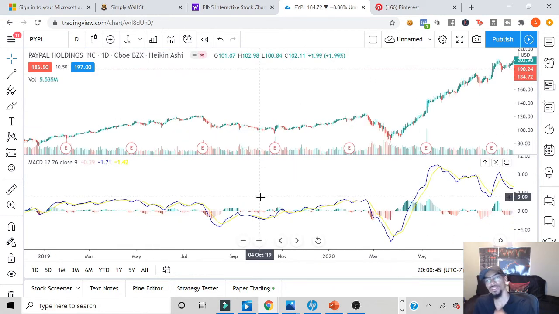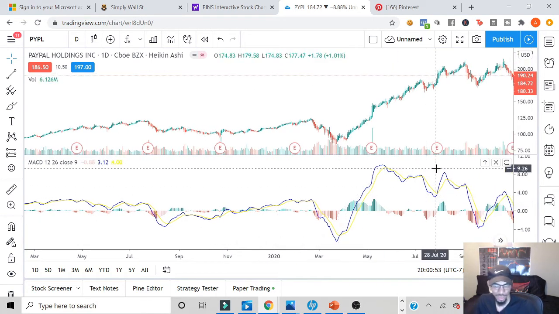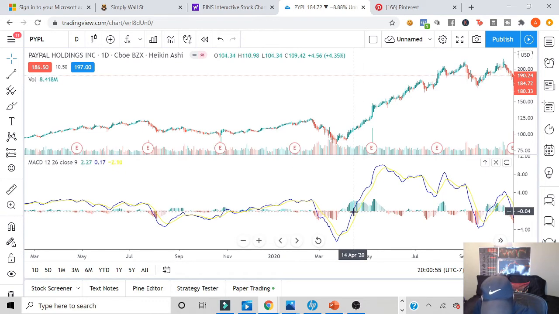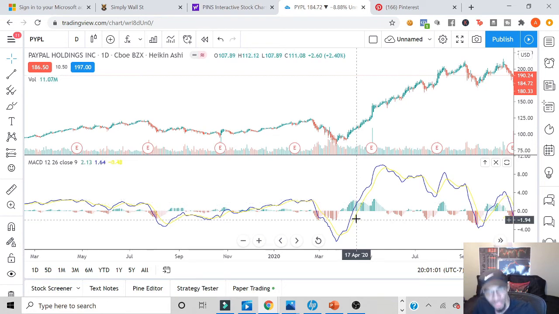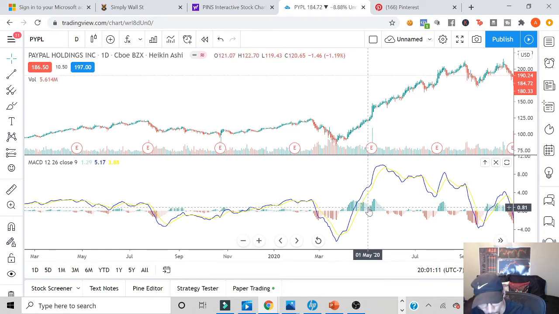So, all right. Also, I would like to mention, make sure you pay attention to the histogram. So remember, let's look at this particular case. As the histogram lines get bigger, that shows that the distance between the two lines is also getting farther apart, right? Like right here you can see it goes down a little bit. The bars are getting smaller and smaller, which means that the lines are getting closer and closer together.